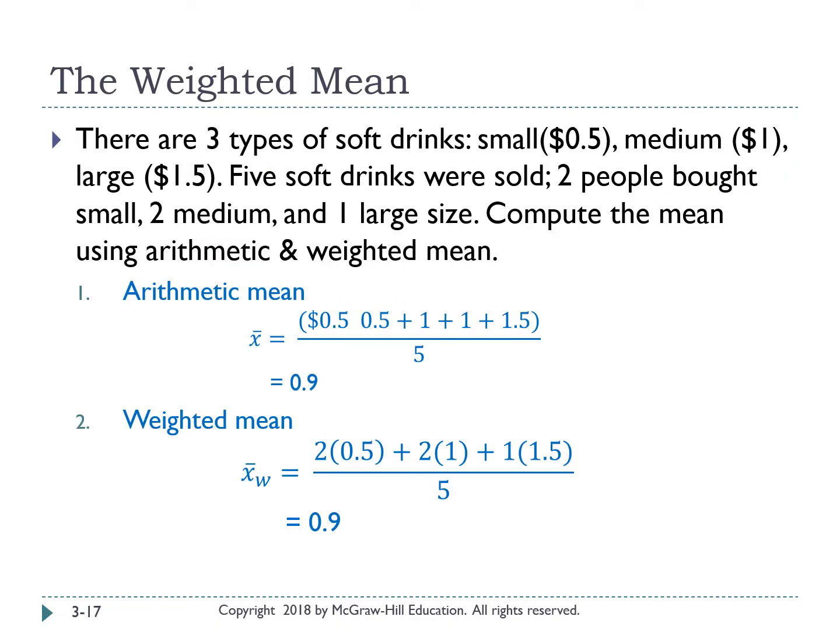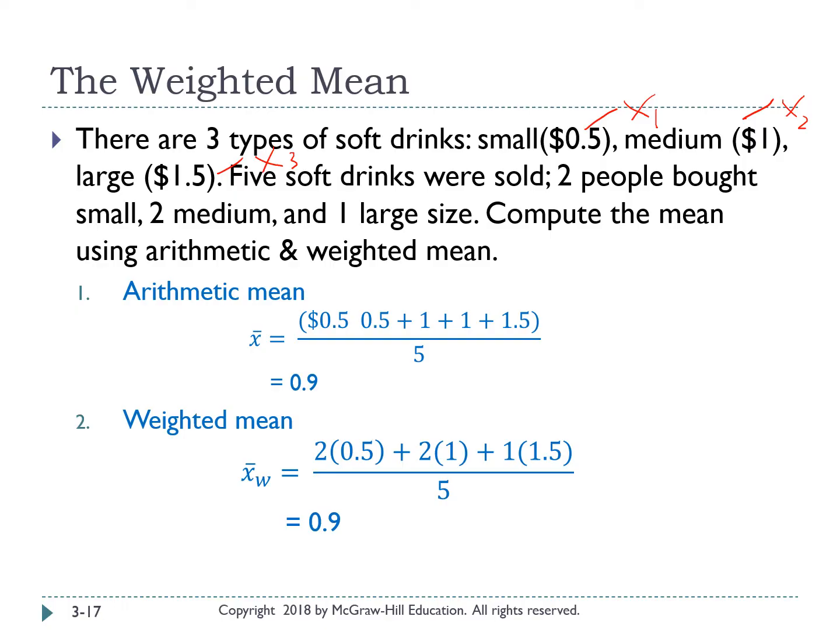This is another example on how to compute the weighted mean. Okay, so there are actually three types of soft drink. You have the small size with the price of $0.5, medium $1, large $1.5. So what is this price? 0.5 is your observation, x1, $1 is your x2 and 1.5 is your x3. So you observe that this is the price for the soft drink.